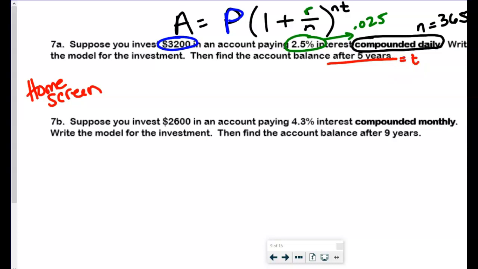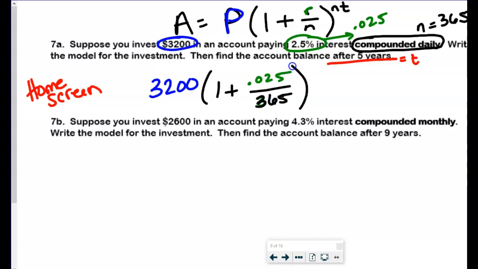All right, so this is on our home screen. We are typing 3,200. And then we're going to open a parenthesis, 1 plus 0.025. And I'm going to be honest, guys, the most common mistake on this question is the decimal, the 0.025. Kids call it 0.25, which is 25%, which is not right. The other thing I see is kids are using N in the wrong spot. Remember, N is 365. It shows up right there, and it shows up right here as well. And then remember, you're multiplying it by T. So you're multiplying it by 5.